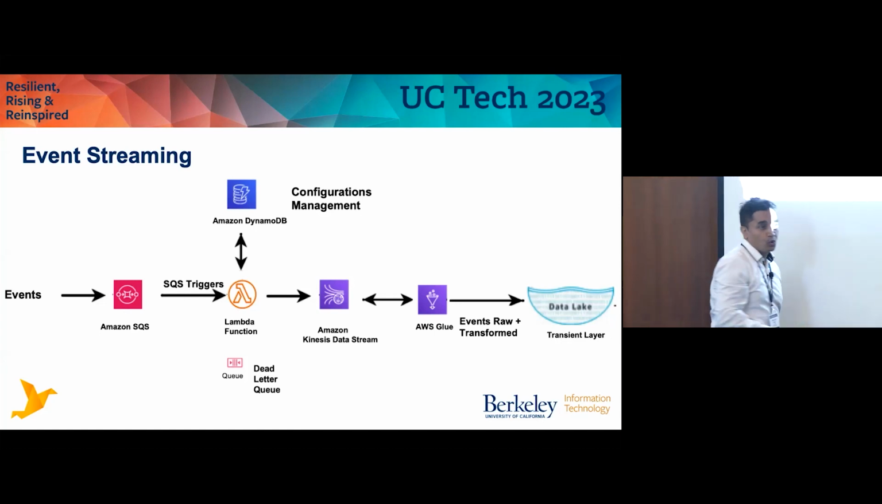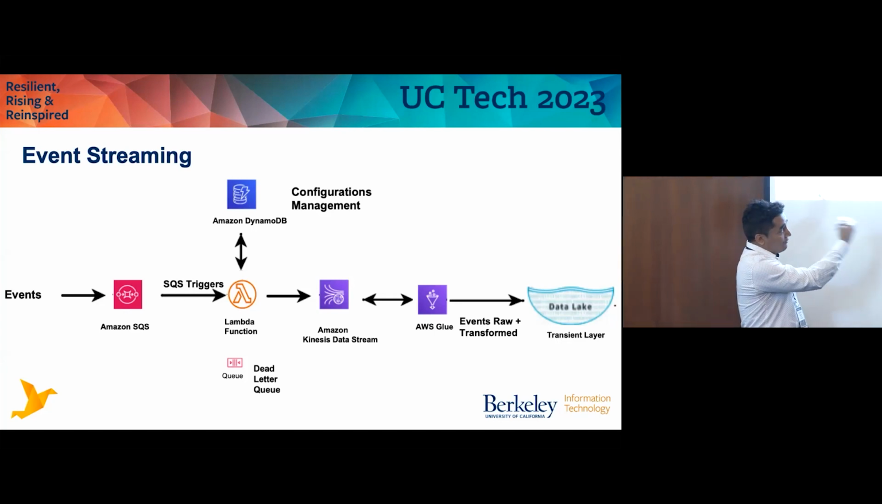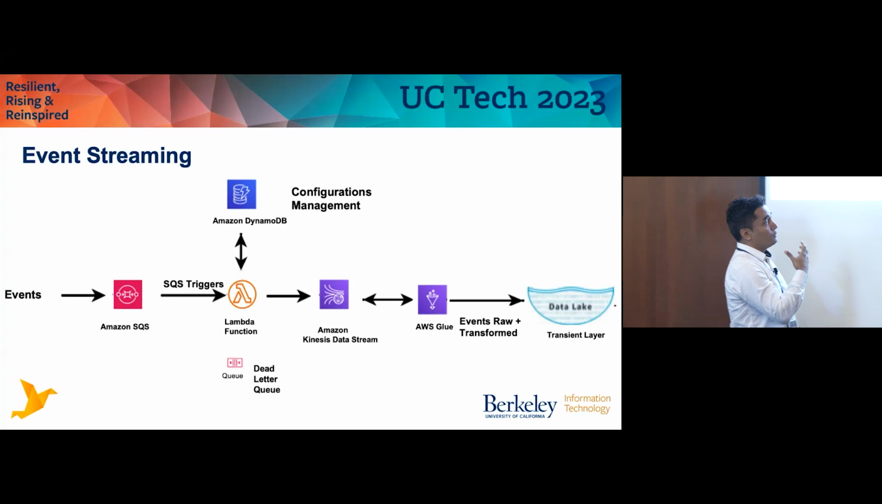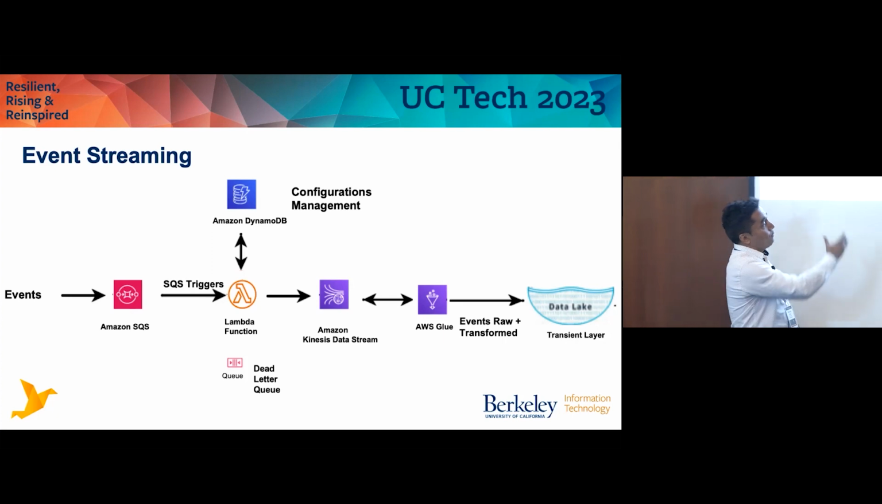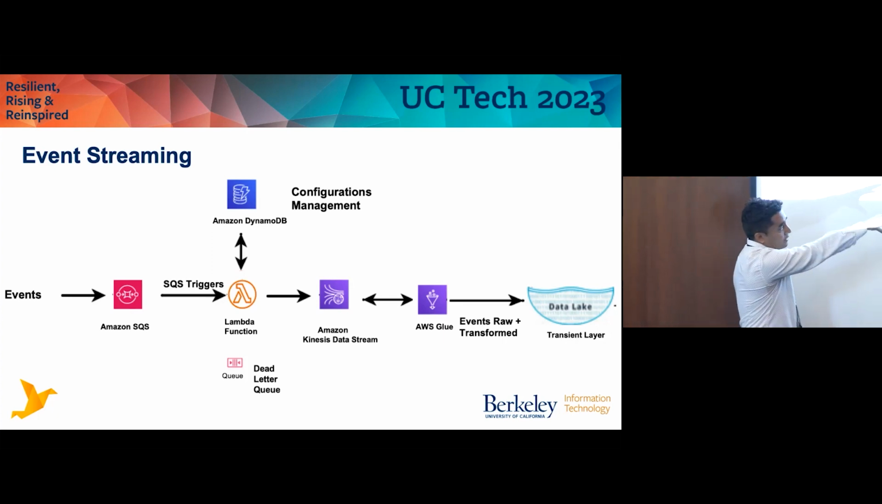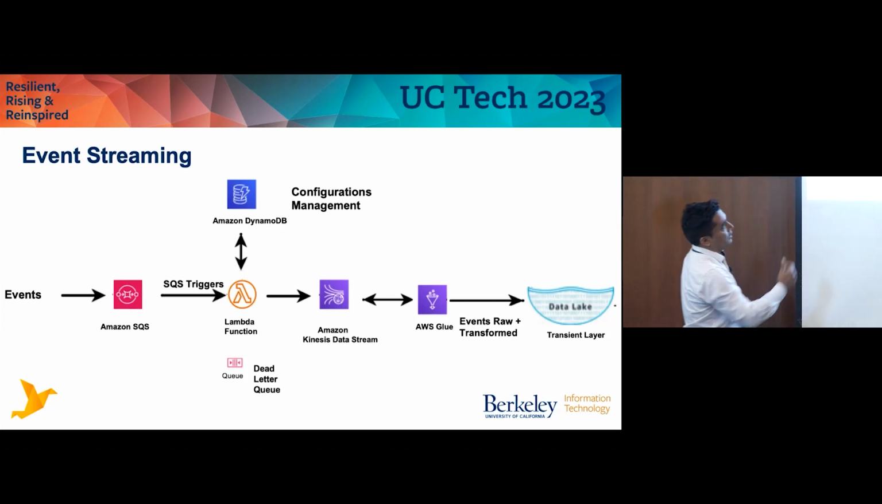AWS Glue is an abstract ETL layer on top of these messages. So every message that is passing through AWS Glue gets additional metadata information and some transformation. One stream simply saves all that raw data into a data lake for backup or for any validation purposes. Plus, it also does some transformations and stores the result in the transient layer to be consumed by the end users. Next slide, please.